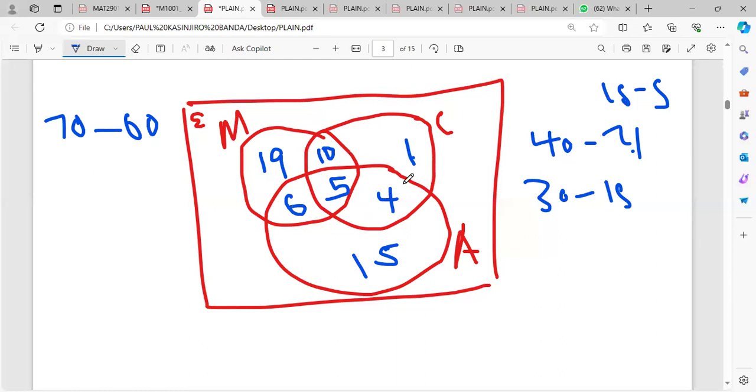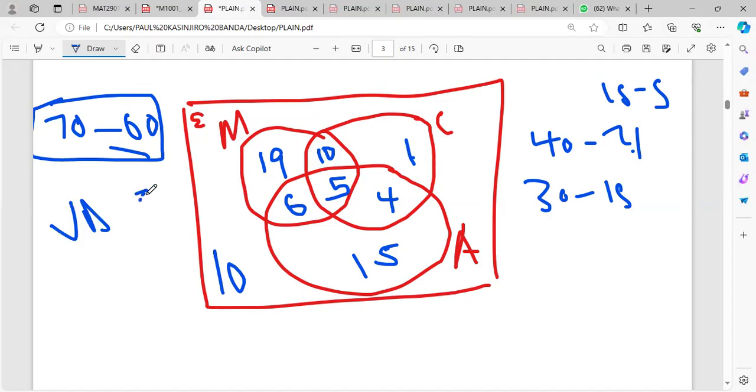Okay, so when you add all these numbers in these circles, you are getting 60. But remember that the total survey was of 70 people, right? So meaning 70 minus 60, you have 10 people that had none of these diseases, right? So that will be our Venn diagram there.